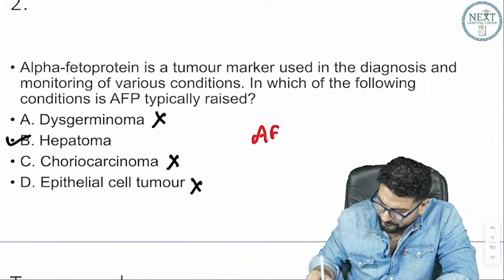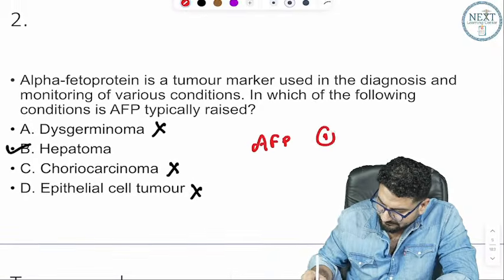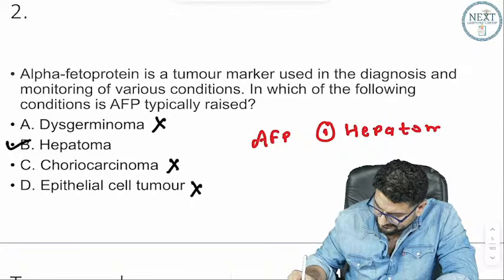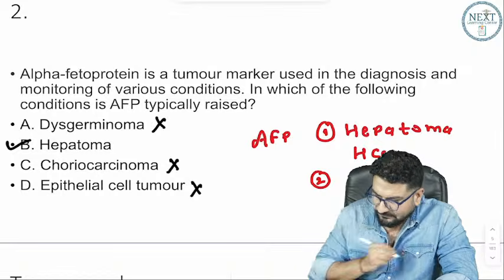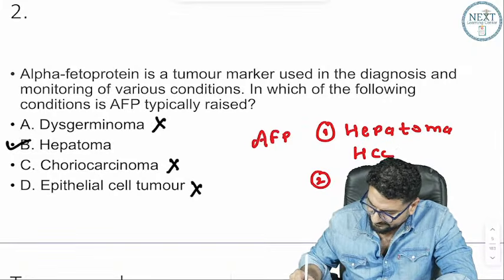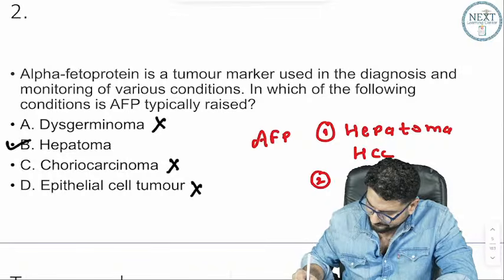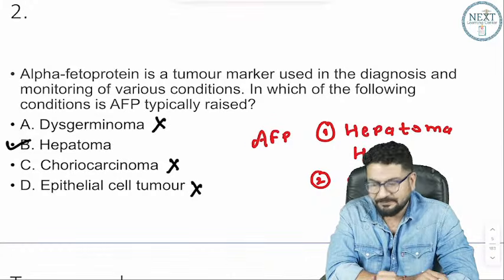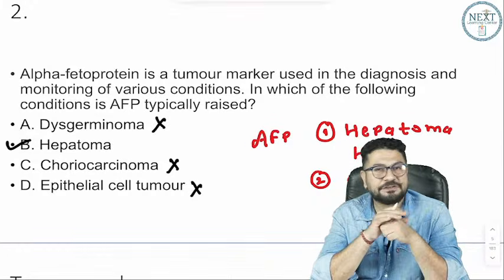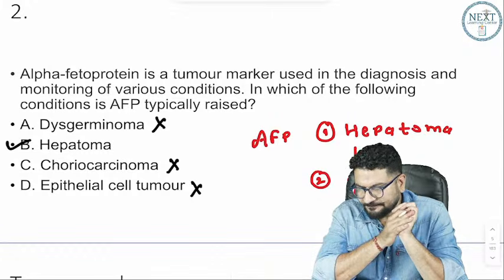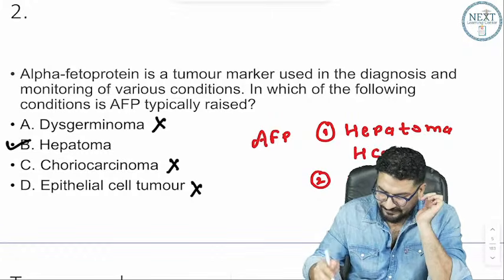It's a marker for two important tumors. First is hepatoma, or I can say it's a marker of any liver cancer like HCC. Second, it's a marker for yolk sac tumor. Both these questions came in exam. So alpha fetoprotein is a marker of hepatoma, HCC, and yolk sac tumor. Means liver cancer and yolk sac tumor. Am I clear?